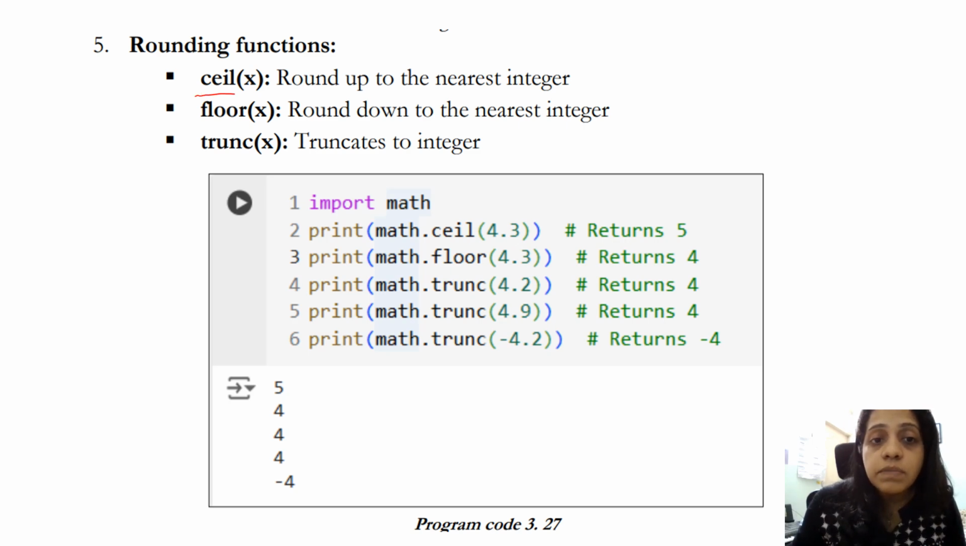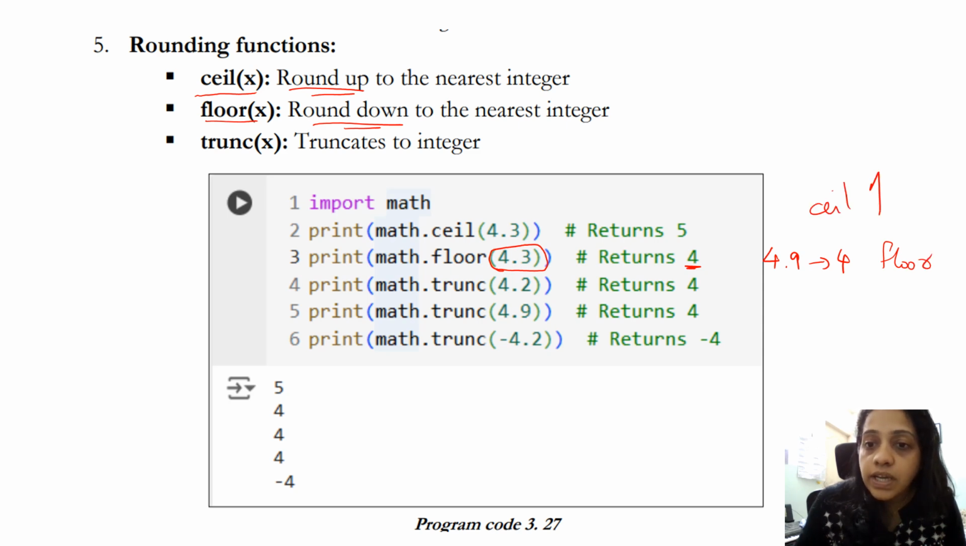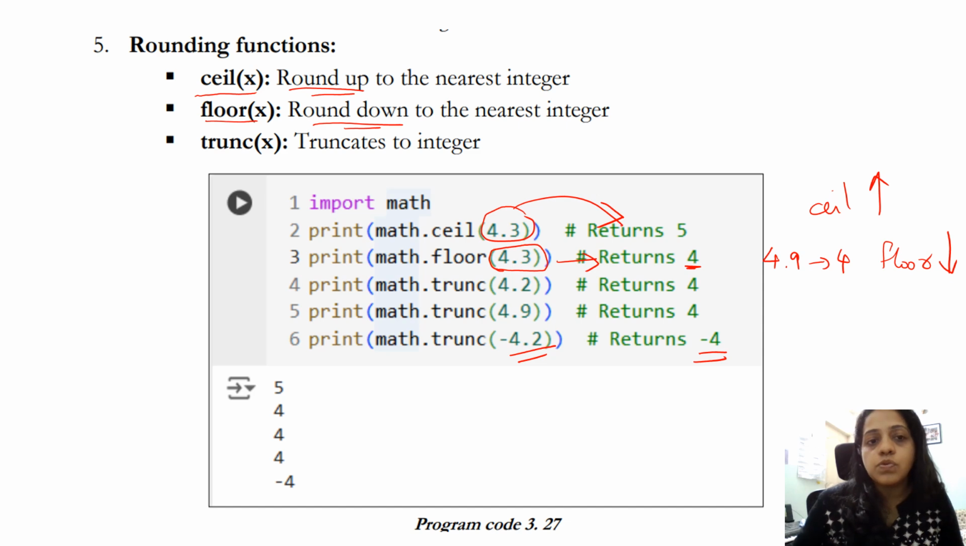And these three are rounding functions. The ceil function means rounding up. Floor means rounding down. So here floor means 4.3 will go to 4. Even 4.9 will also go to 4 if it is floor. But ceil means rounding up, floor means rounding down. So with ceil, 4.3 will go to 5, but with floor 4.3 will go to 4. And truncation means the decimal part is cut. All these values will become 4. Minus 4.2 will become minus 4. So ceil, floor and trunc are the three functions in the math module for rounding operations.